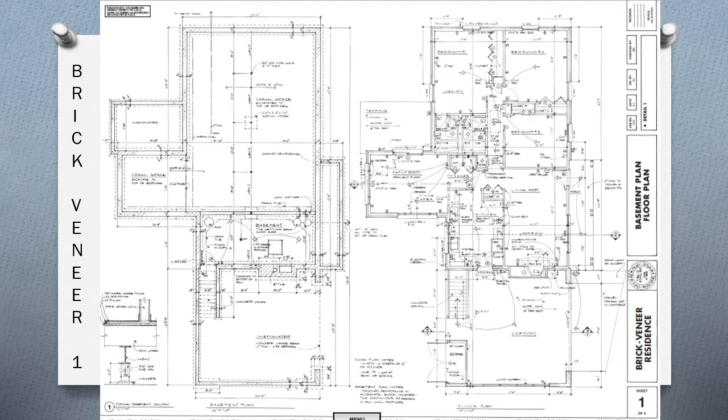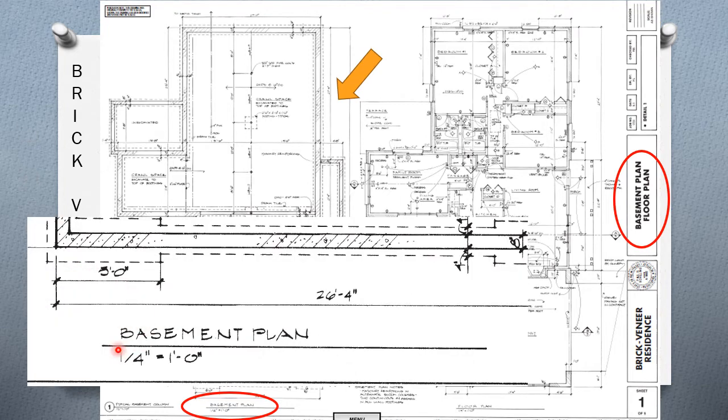Let's start with the brick veneer sheet number 1. This is the basement plan and floor plan. This sheet actually contains 2 separate drawings that we will use. This week we're going to concern ourselves with the basement plan. Notice scale 1/4 inch equals 1 foot.